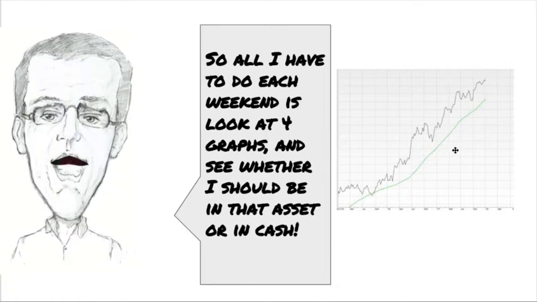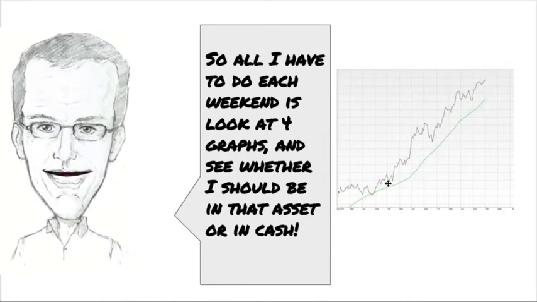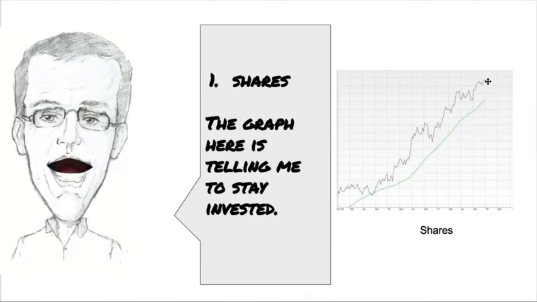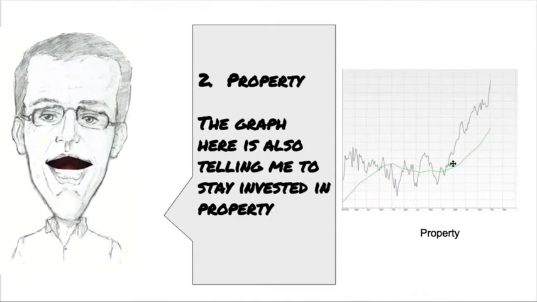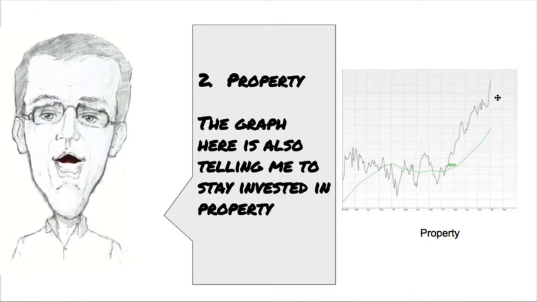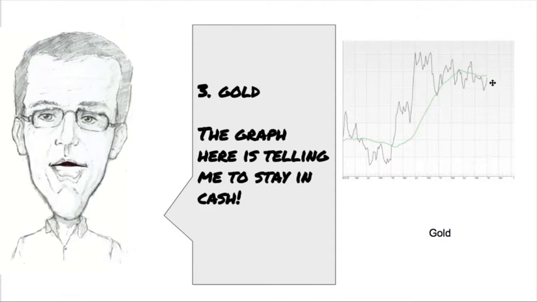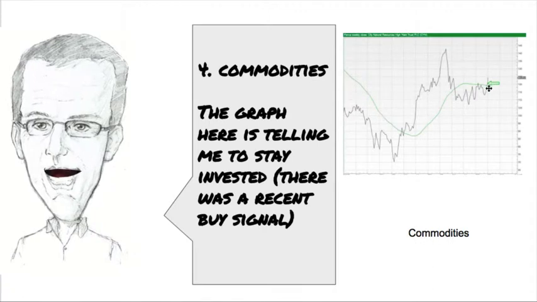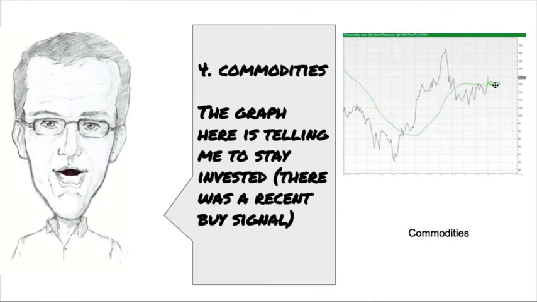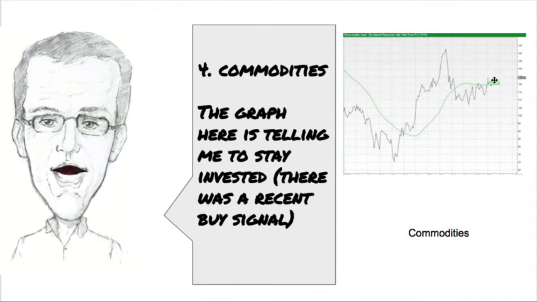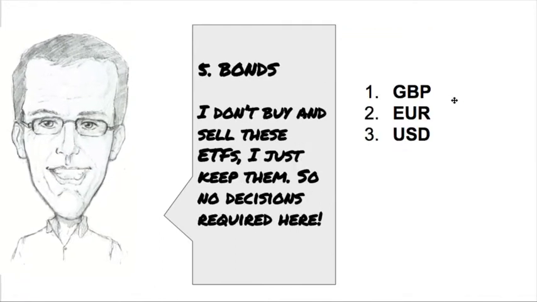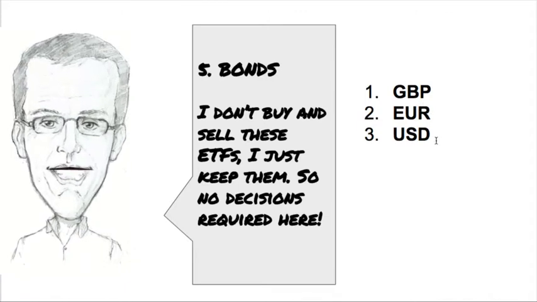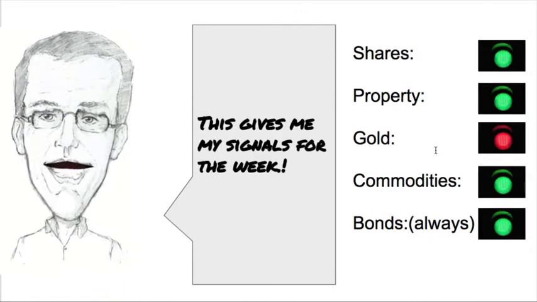So all I have to do each weekend is look at four graphs and see whether I should be in that asset or in cash. So for instance here, shares, the graph is telling me to stay invested. Property, here the graph is telling me to stay invested. Gold, the close price here is below the green line, so that's telling me to stay in cash. For commodities here, the graph is telling me to stay invested. In fact, this is a recent new signal. Bonds, as I said, I don't trade in and out of them, I just keep them, so no decisions are required here. And this gives me my traffic light signals for the week.